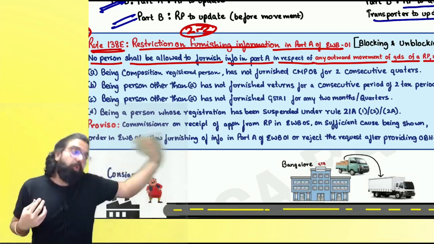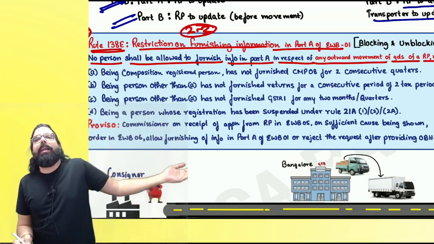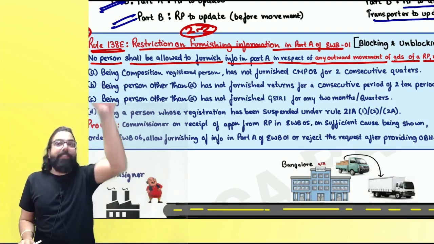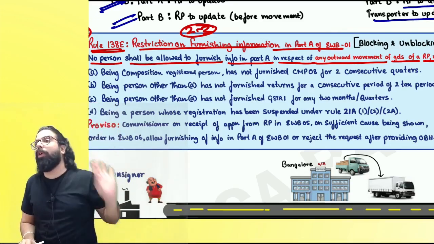Government is telling Ramesh, your outward supply will be blocked. Are you guys able to understand? Outward supply related, you can't go ahead and furnish the detail. You can also not furnish. You authorize transporter, he also can't put. You authorize e-commerce operator, courier agency, they also can't put.